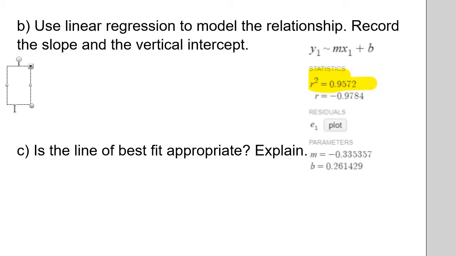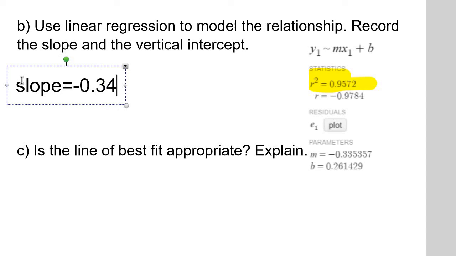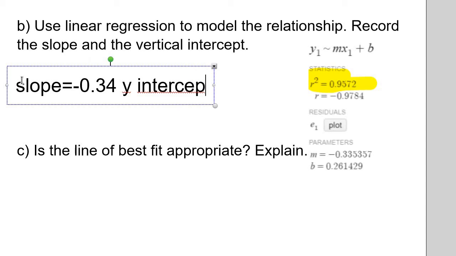So our slope will equal -0.34, while the y-intercept will equal 0.26. We could round off.